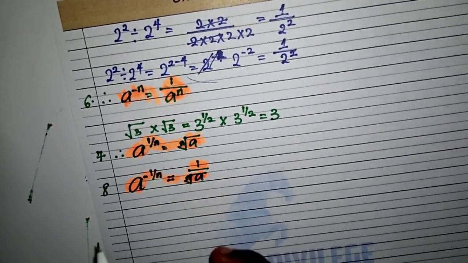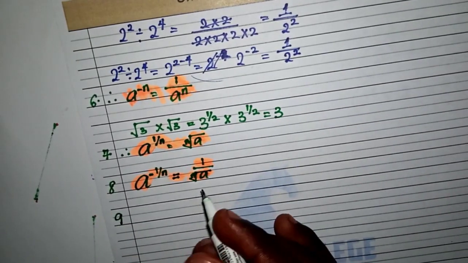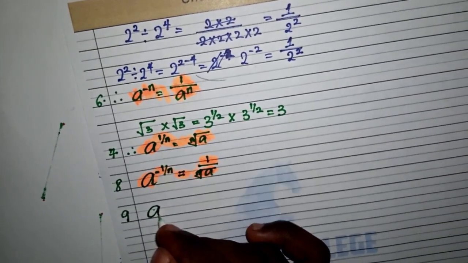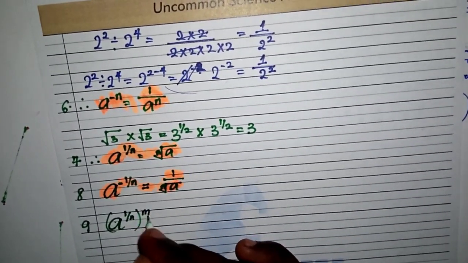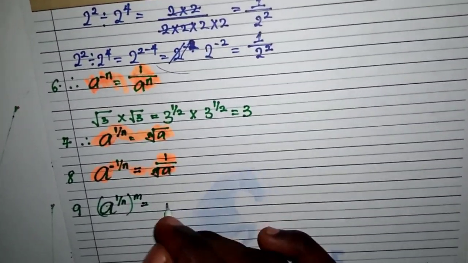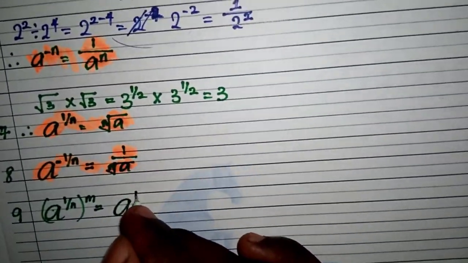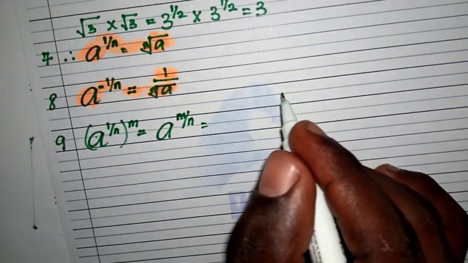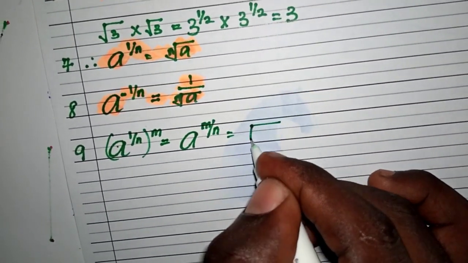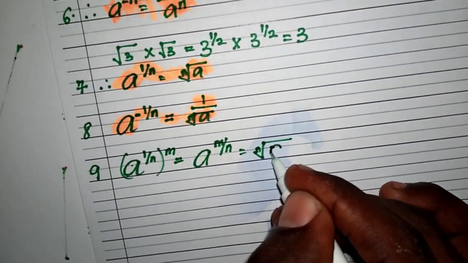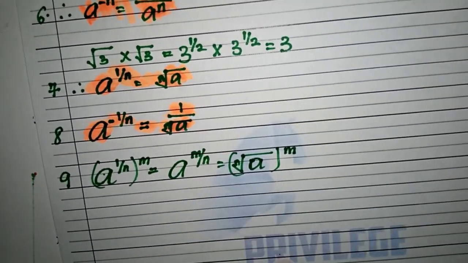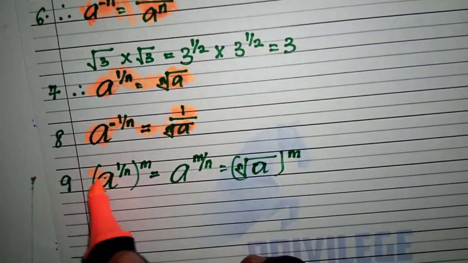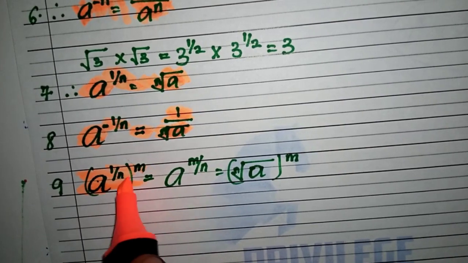Now, let us see the ninth law. If I have a to the power of 1 over n, all raised to the power of m, this is the same thing as saying a to the power of m over n, which you can write as the nth root of a all raised to the power m. This should make the ninth law in this class.